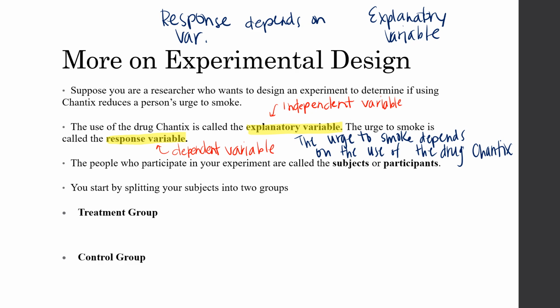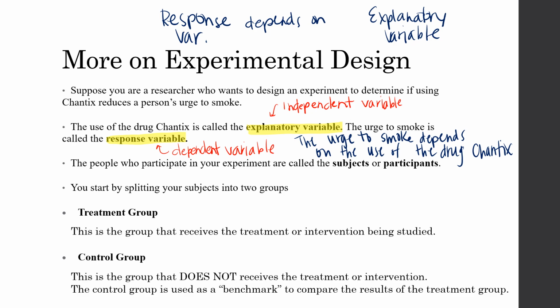To start, whenever you are setting up your experimental design, you're going to start by splitting your subjects into two groups. We have the treatment group and the control group. The treatment group is going to be the group that receives the treatment or whatever intervention is being studied. The control group does not receive the treatment or intervention. These people are used as a benchmark to compare the results of the treatment group. So this is sort of like your baseline.